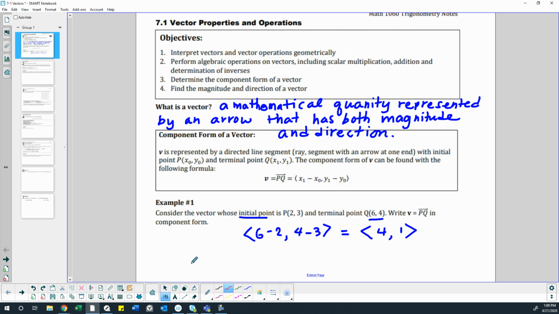And what that literally means is no matter where we start, our vector is going to go like 4 units to the right and 1 unit up, and we can create a segment from this point to that point.